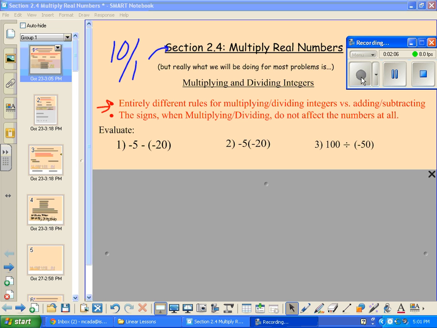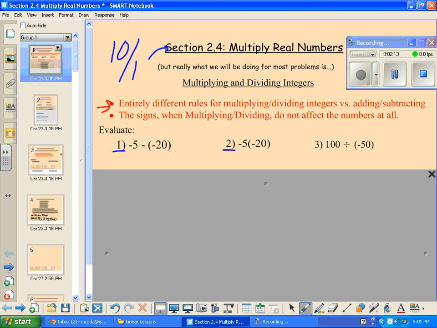I've got 3 problems up here to start off. These first 2, I put up here because I want to compare them to each other, and hopefully you realize the difference between these 2 problems. Number 1 says -5 minus -20.